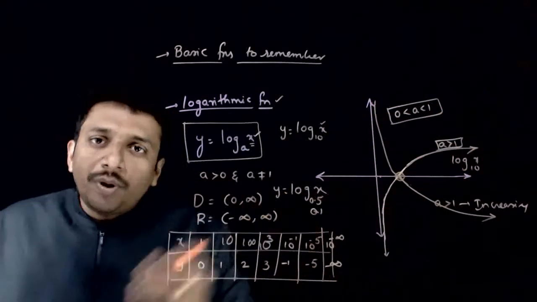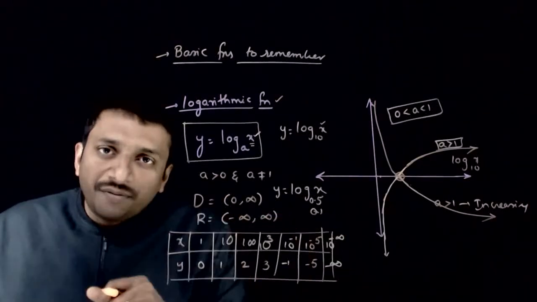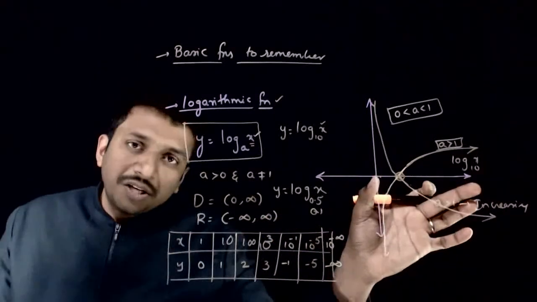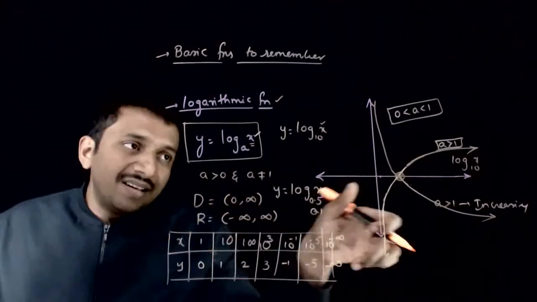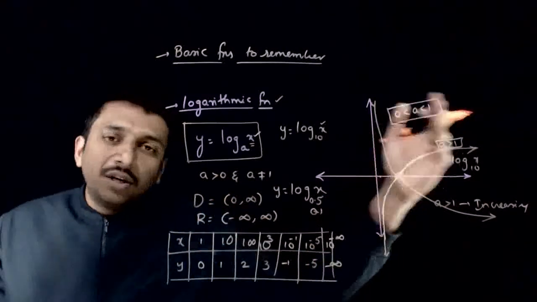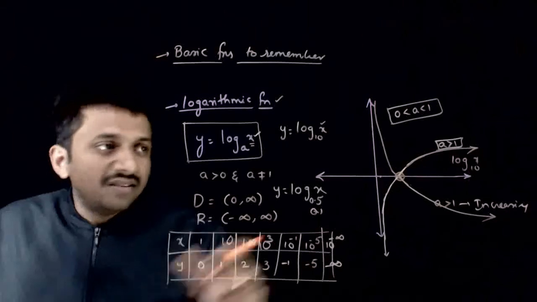So you have two possible curves for the logarithmic function. The domain of the logarithmic function is open 0 to infinity, and the range of the logarithmic function is minus infinity to plus infinity, and this is the graph of the function.